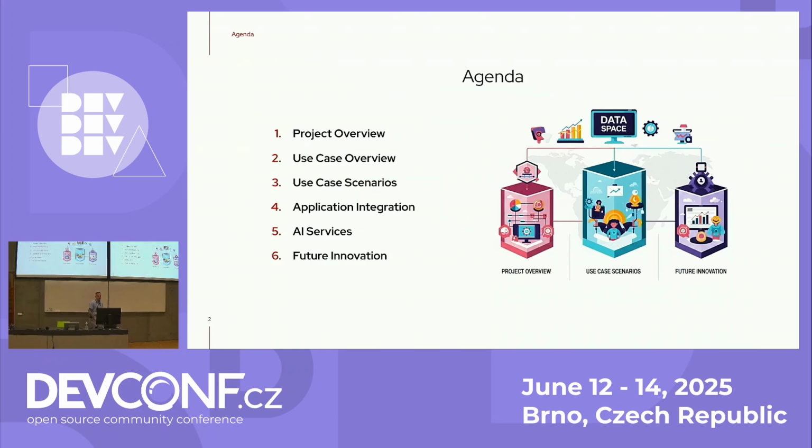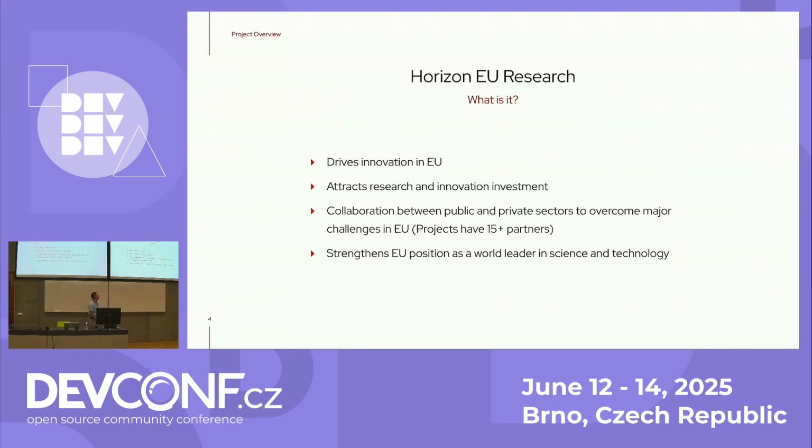So just to run through what I'll be discussing today. I'll give a general overview of the project, just as context for the use case. Then I'll give an overview of the use case itself, including the goals, KPIs, and objectives. Then I'm going to talk about the 3 use case scenarios, which everything is centered around. Then I'll talk about how the use case leverages and integrates the applications that are used by the farmers. And then finally, I'll discuss the AI services which are used in the project before touching on the potential future innovations. So onto the overview.